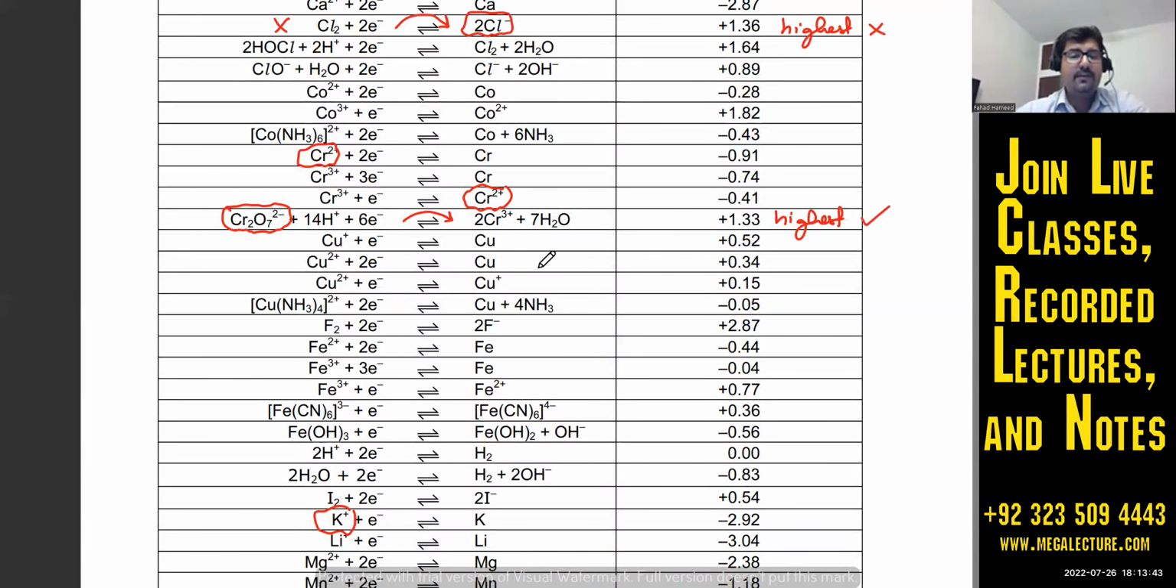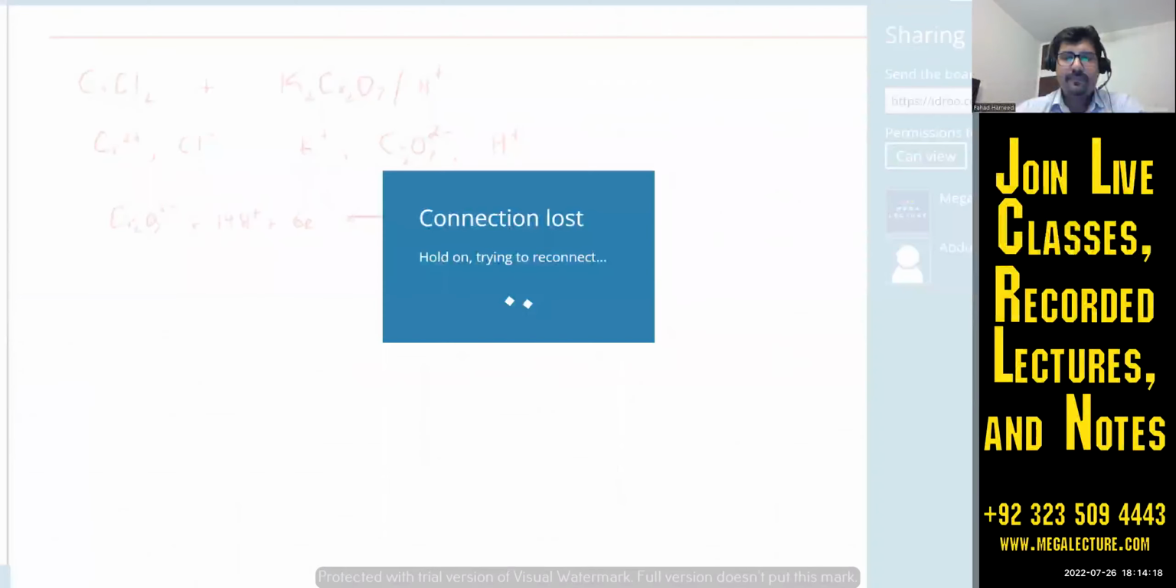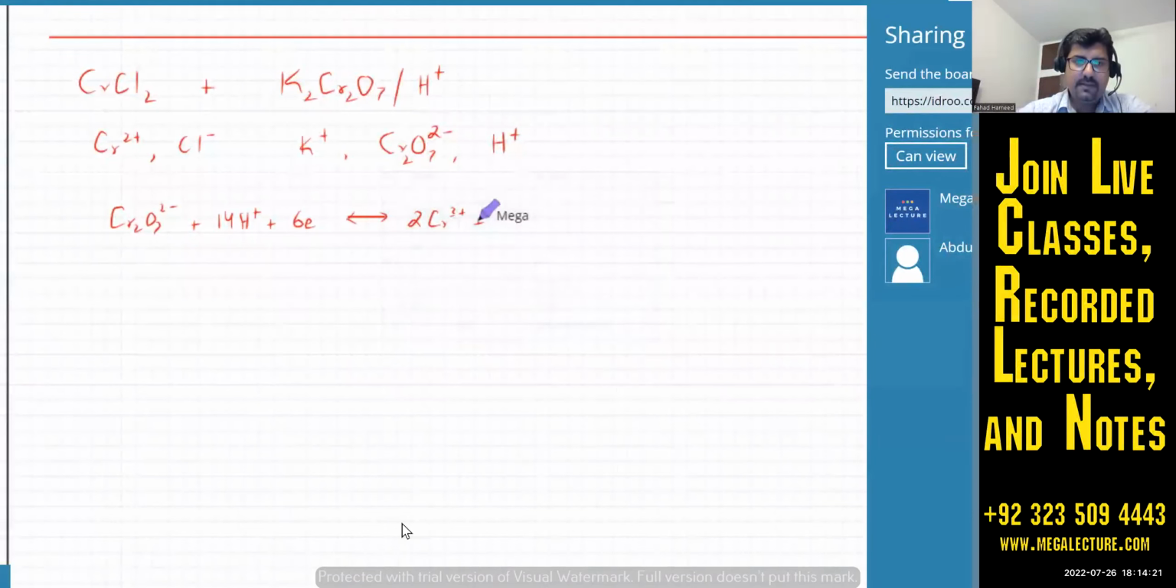Okay, I do have Cr2O7 2 minus as well. So let me just copy this equation over here. I found the highest potential. The equation is Cr2O7 2 minus plus 14H plus plus 6 electrons gives 2Cr3 plus plus 7H2O. And this is 1.33 volts. So that's there.